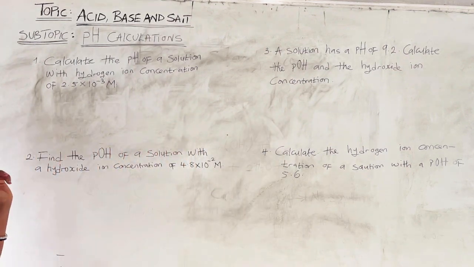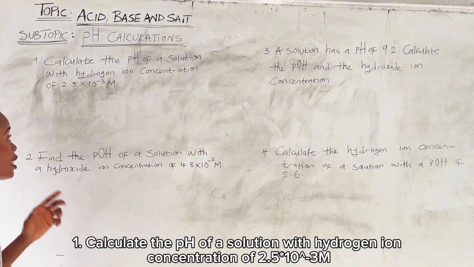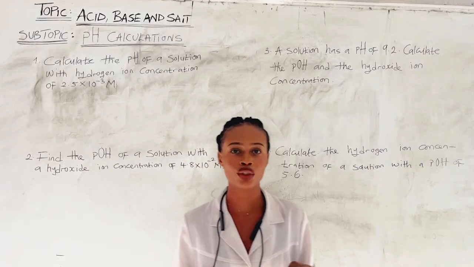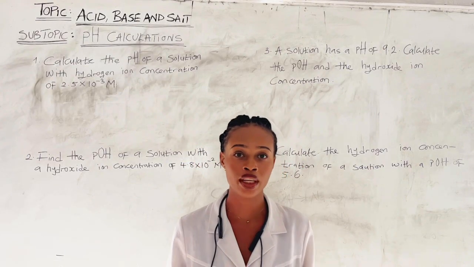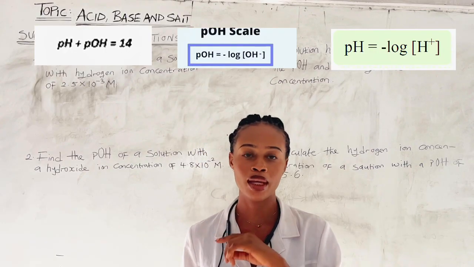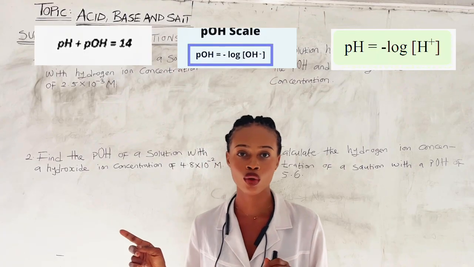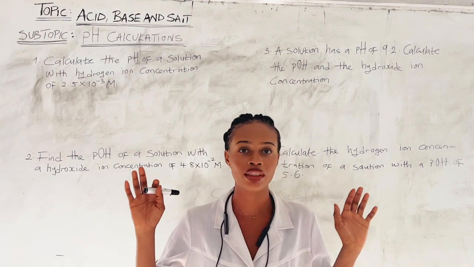The question says calculate the pH of a solution with hydrogen ion concentration of 2.5 times 10 raised to power minus 3 M. When you are solving calculations under pH, there are two formulas that you need to take note of, and I'm going to be dropping them on the screen. With these two formulas you can solve any problem under pH, but the formula to use is dependent on the question being asked. We're going to be making use of these formulas in solving these four questions.